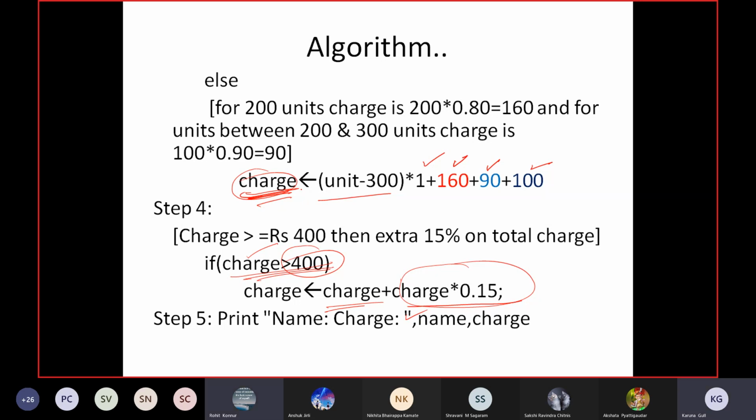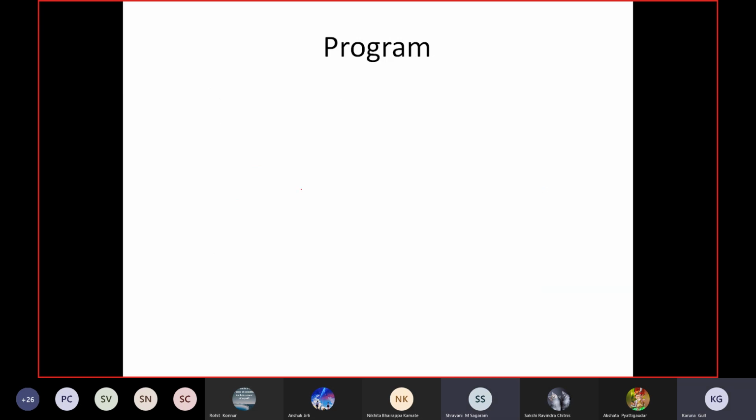Any doubt regarding this? This is the end of the algorithm. Any doubt regarding this? Make it fast. Speak it out. Do you have any doubts? No, ma'am. Okay, so now let's go ahead with the program.